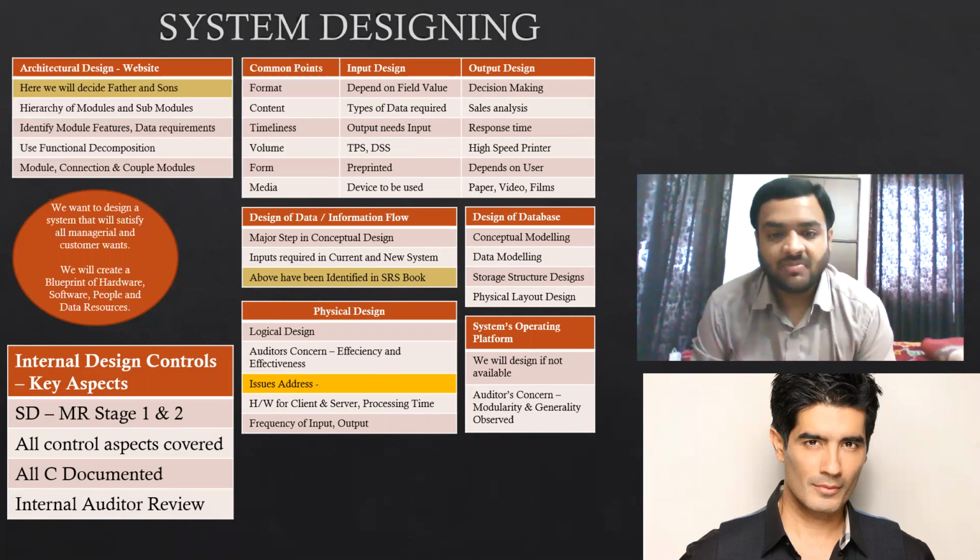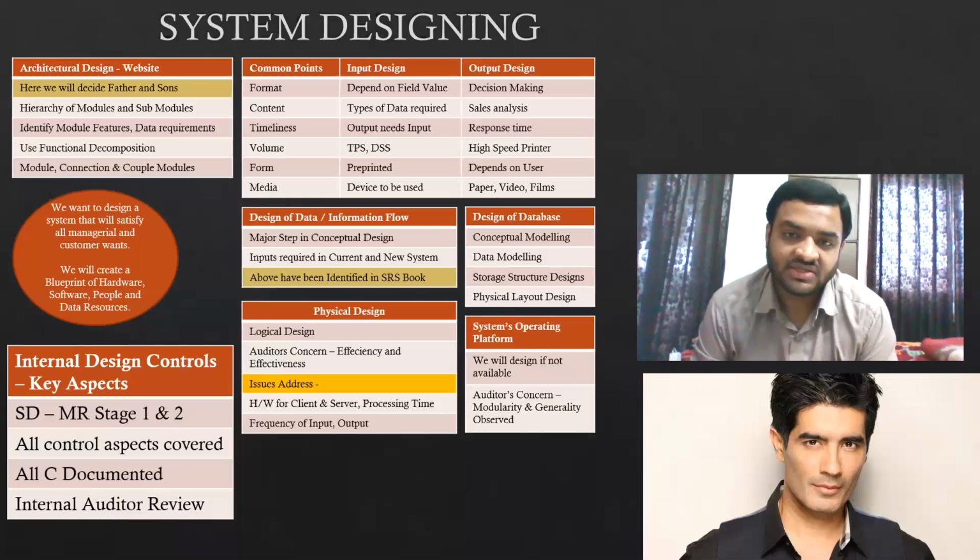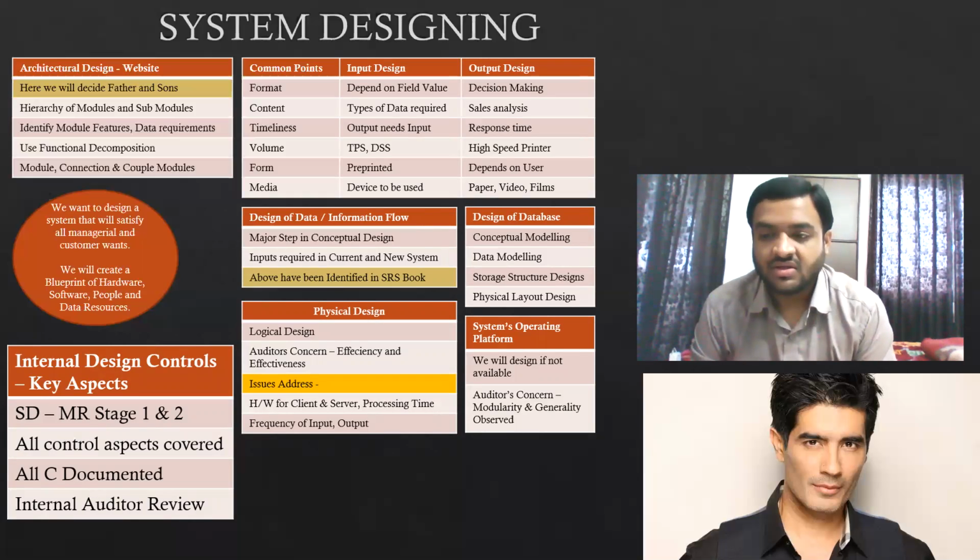We have now prepared the system operating software. We have prepared the database. We have prepared the architectural design. We have prepared the data design. After this, we will also prepare some internal controls. Now we will call these internal design controls.